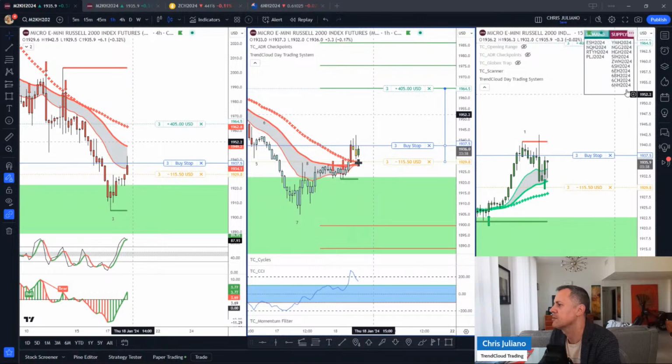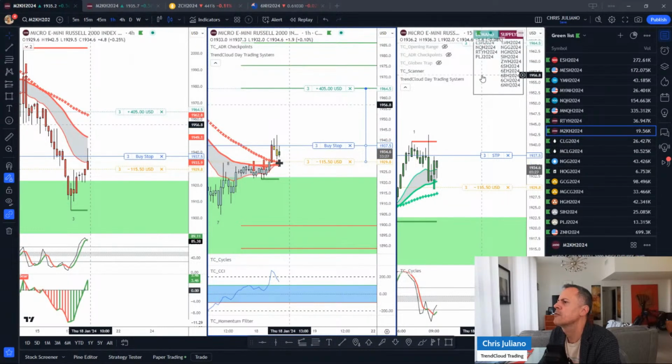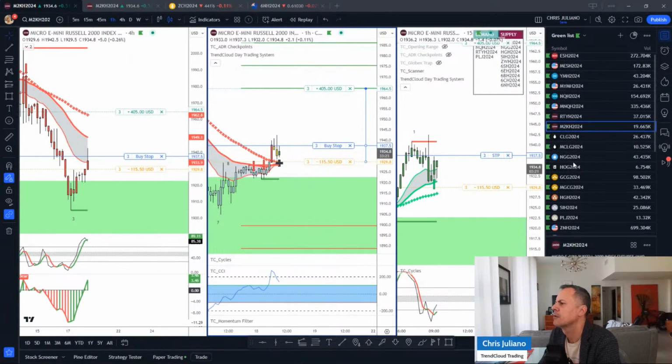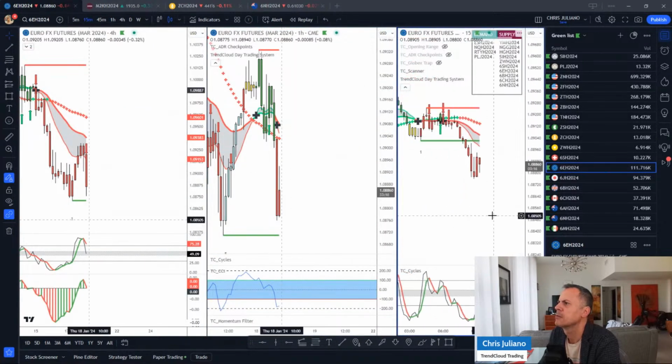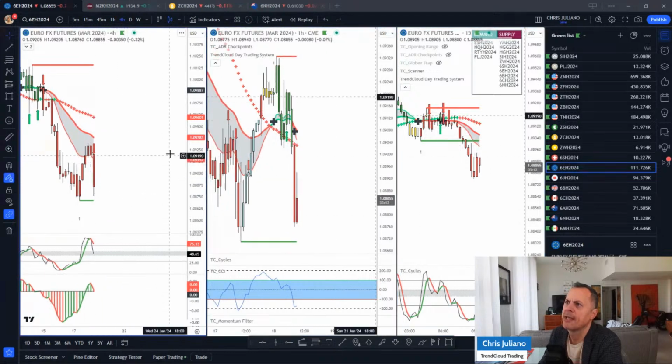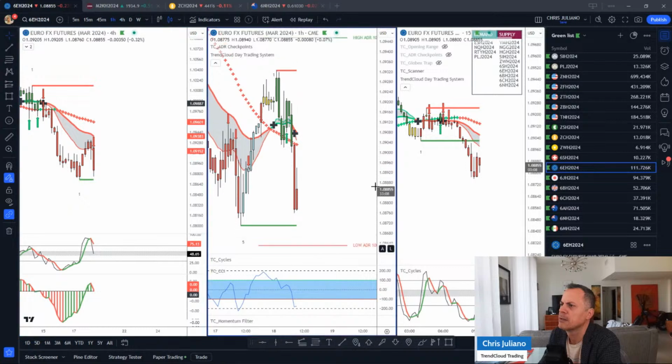Euro looks better. Let's take a look. Euro, 6E. All right, I don't see. Oh yeah, 6E right there, for the short. 15-minute chart right here. Now that looks great.